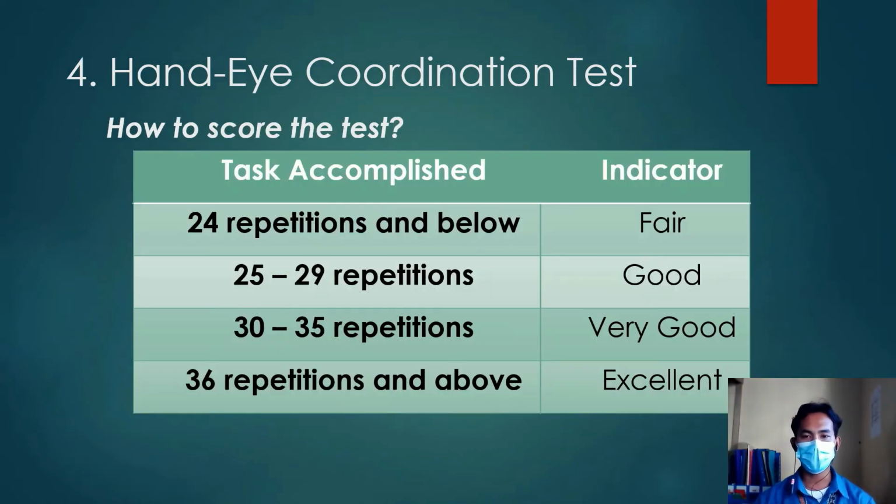This test is scored based on the number of repetitions you have done in 1 minute. If you have performed 24 repetitions and below, that is fair. If 25 to 29 repetitions, that is good. 30 to 35 repetitions is very good. And 36 repetitions and above is excellent.